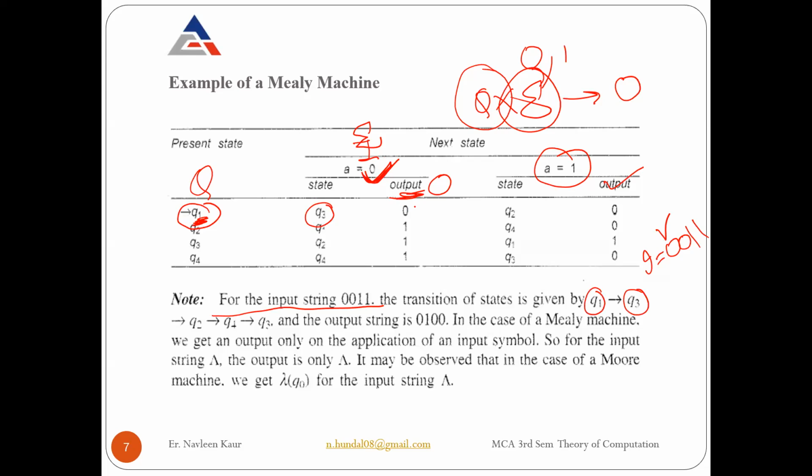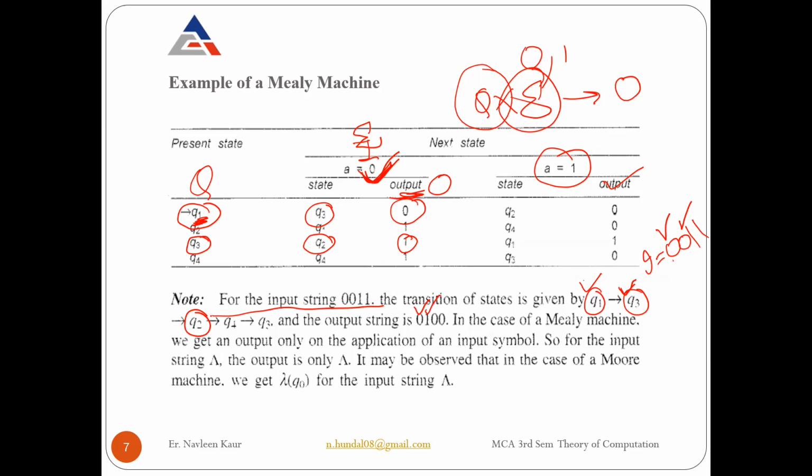And what will be the output generated? Output is 0. So can you see here 0 is written? So I have reached from Q1 to Q3 when I give it input 0 and the output generated is also 0. Okay. Now this Q3 will get the next input, which is again 0. So Q3 will get the next input 0 and it will take you to Q2. The next state is Q2 and what will be the output generated this time? The output is 1.